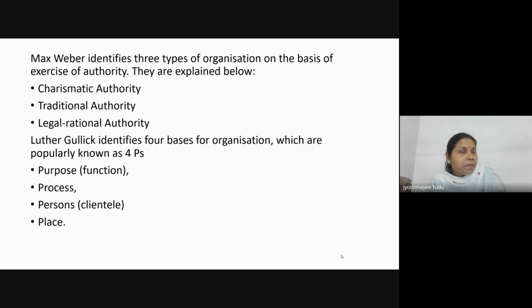In order to keep in view the clientele and their needs, organizations are essentially created. Suppose we take any form of organization, like the case of a department, say the department of water resources. So why this particular department? Why did the government think about creating such a department?